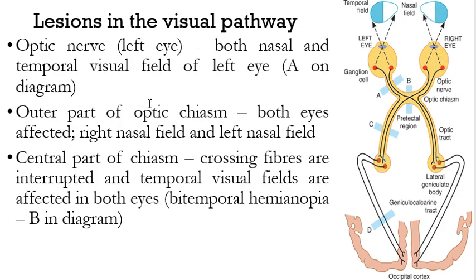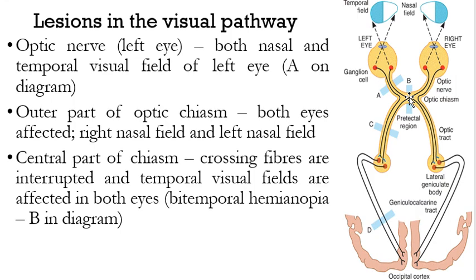Okay, so that would be anopia. Good. And then it also says outer part of the optic chiasm in both eyes is affected. Oh, that's B. So let's go to B. So if we had B right in the middle of the chiasm, what would be affected? Let's go back. What would be affected?